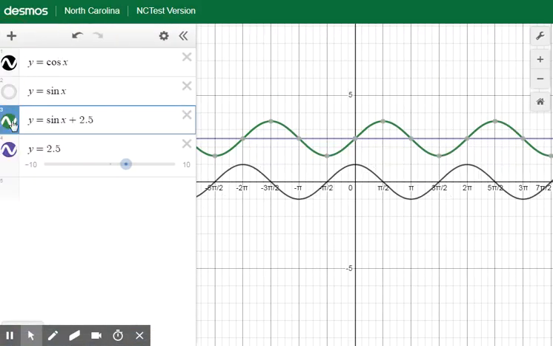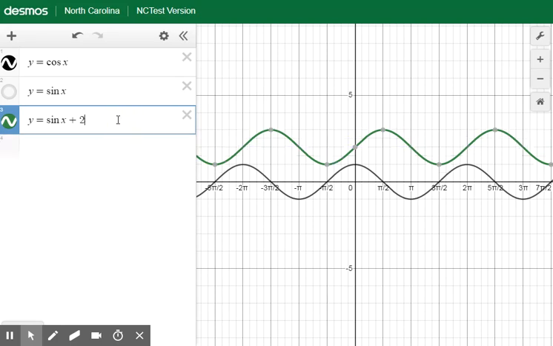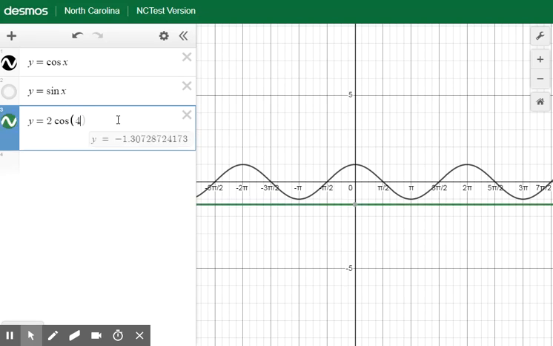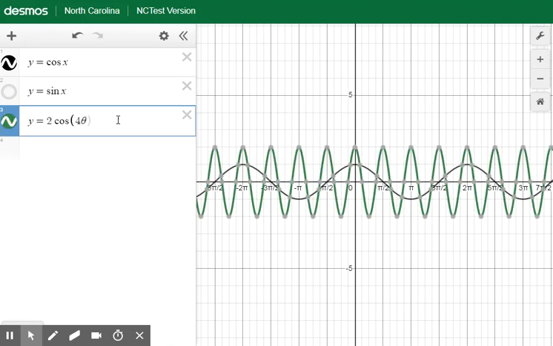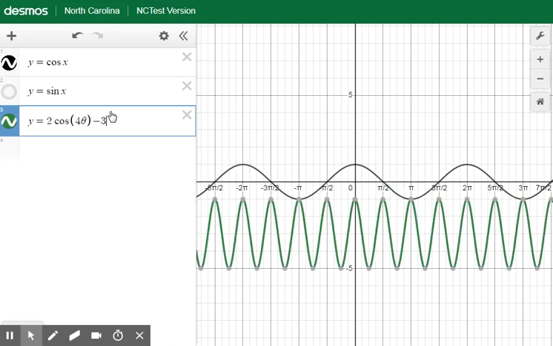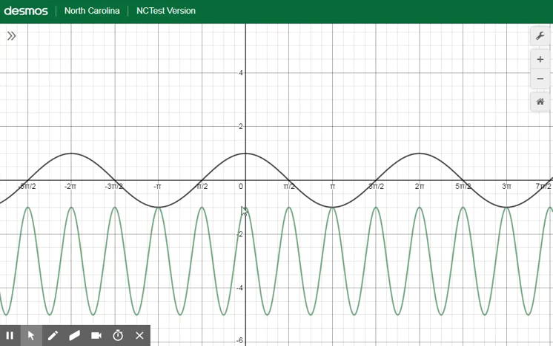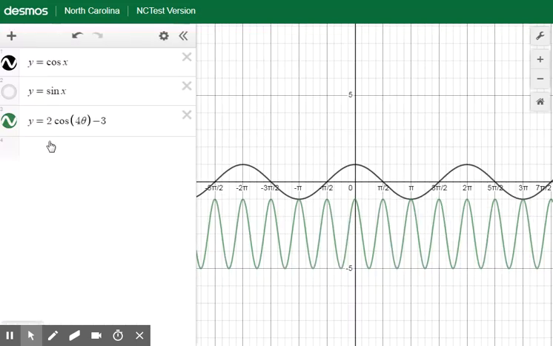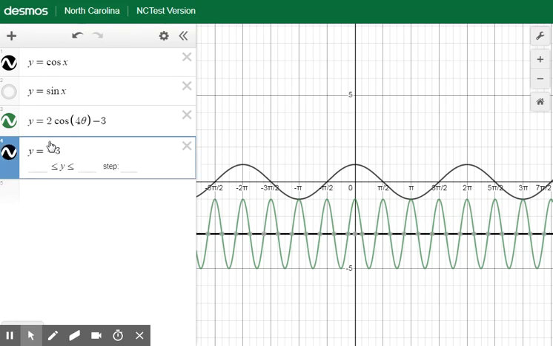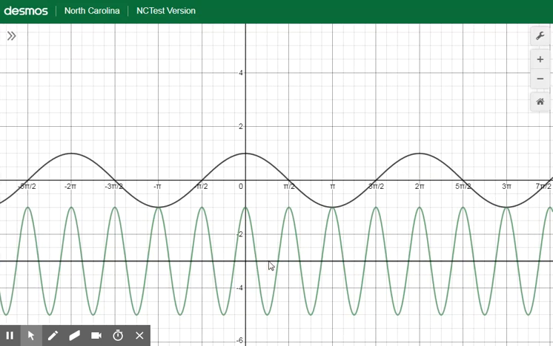So we're going back to cosine. Let me get all the rest of this stuff out of the way. It's 2 cosine of 4. Now, they used a theta instead of an x. Technically, you could put an x, or if you type the word theta, it will put that variable in there. 4 theta minus 3. So let's check our line. It said that it was going to be y equals -3. That appears to go through the middle of our function here, so that checks out.